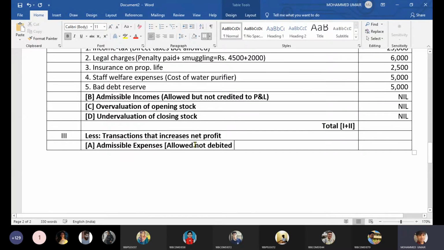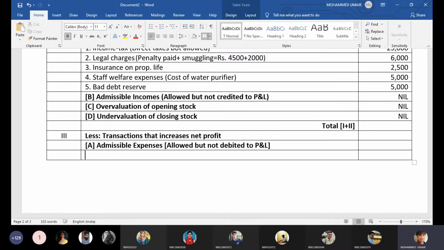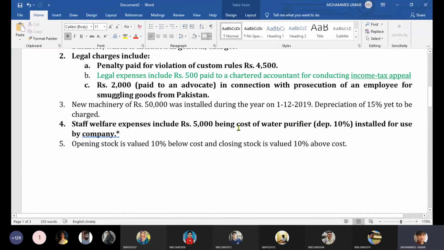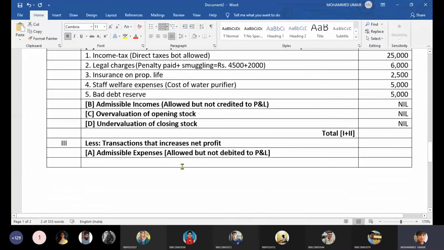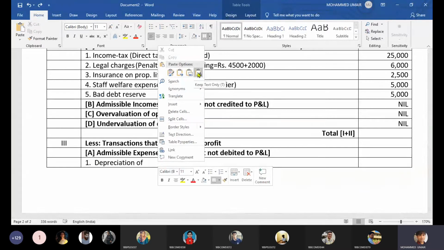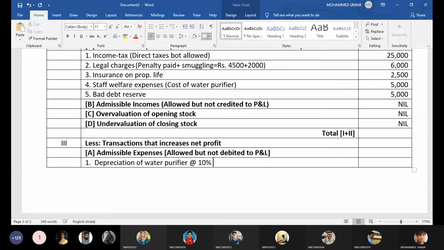Allowed but not debited to P&L account. So where should we find them? If they are not there in P&L account, we should find them in the adjustments. So are there any expenses which are yet to be recorded? The answer is yes, there are. So let's see what are the expenses which need to be recorded yet. So first one is depreciation on water purifier at 10%. This is not recorded. So let's record it now. So depreciation on water purifier, 10% into the cost of water purifier, which is 5,000.